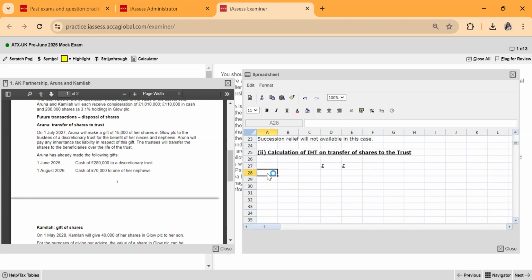Aruna has already made the following gifts. That is the previous gift that we know. So now here first I will write transfer of value. Now here 15,000 shares. And what is the value of the share? Is it given to you anywhere?